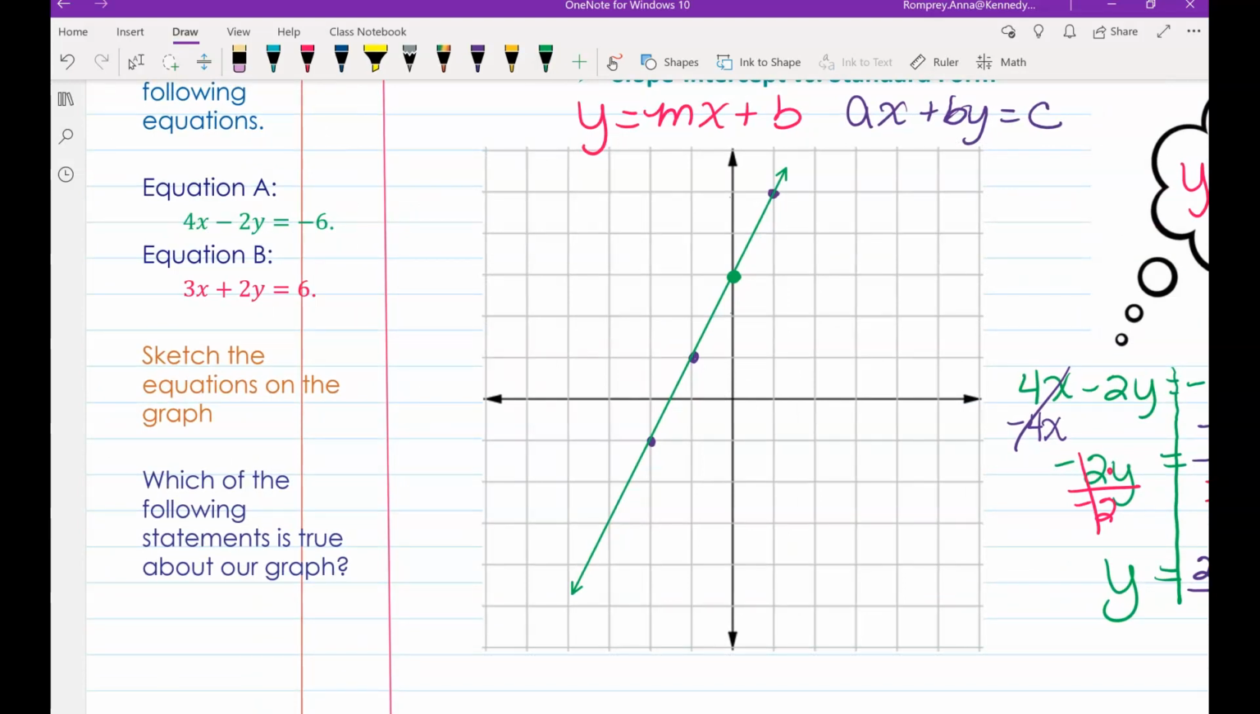2y equals 6. Try and do that yourself. Okay? And then when you're ready, come back and check your answer.